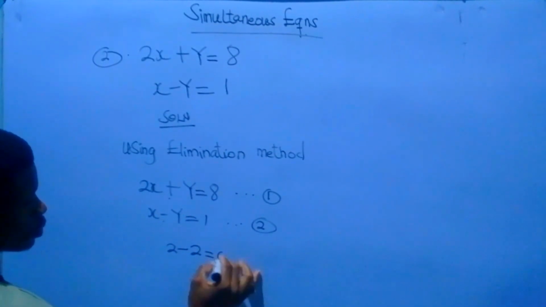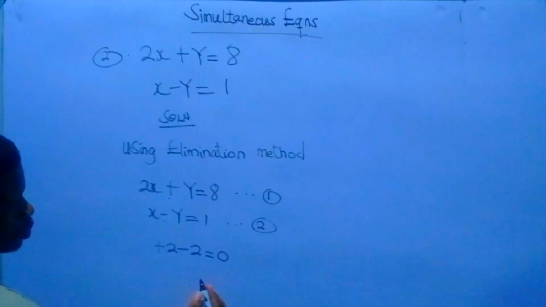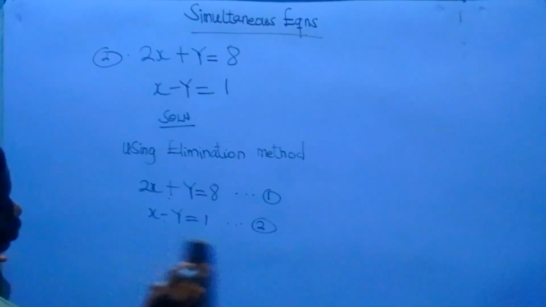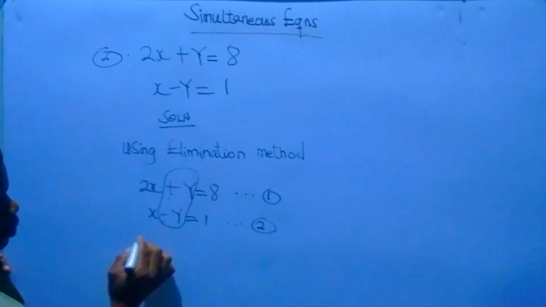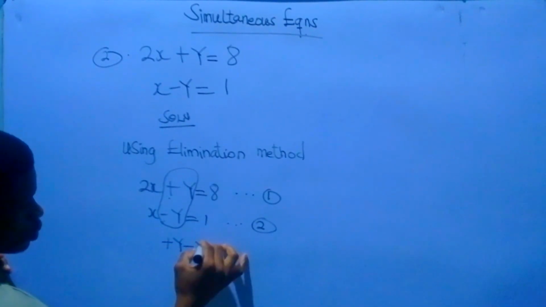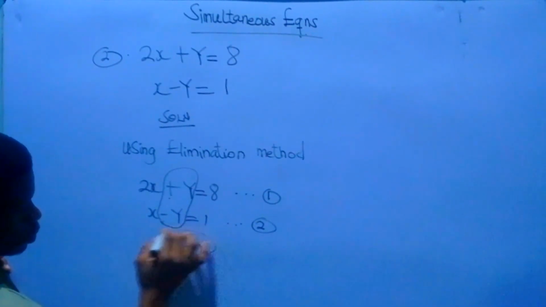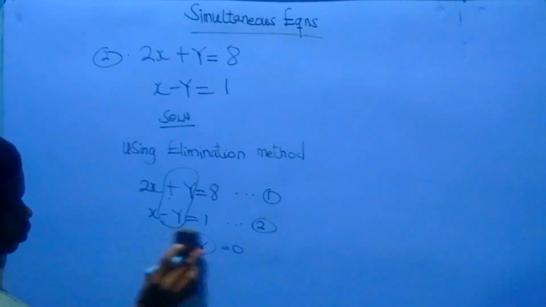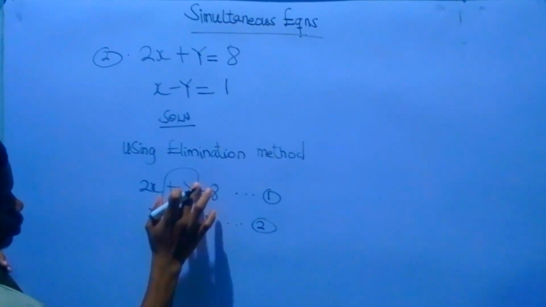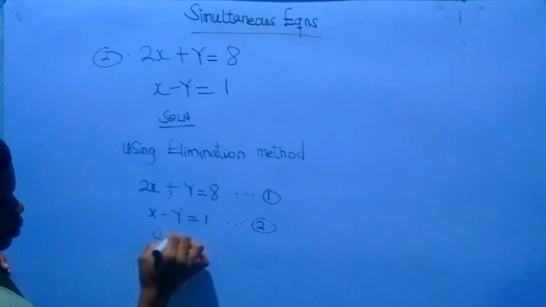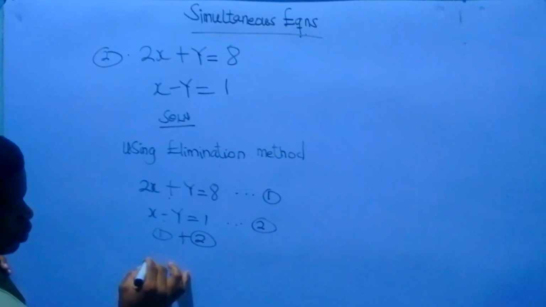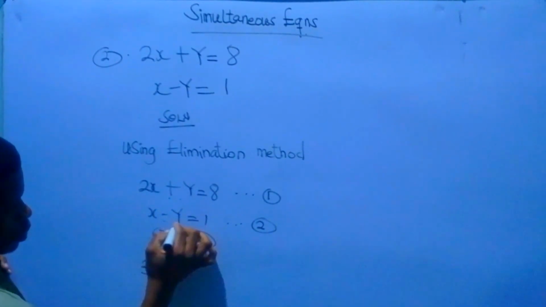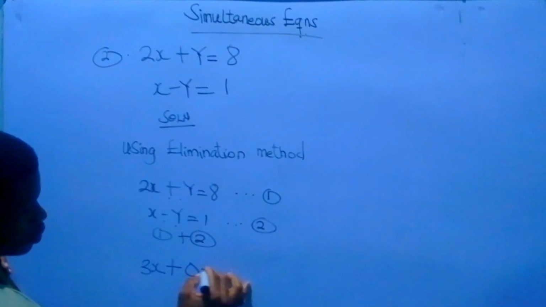Now you realize that 2 minus 2 is 0, right? Because 2 and 2 are similar. y and y are similar. So automatically when you add plus y to minus y, it becomes 0. It's like it disappears. So you get a simple linear equation. Now you add equation 1 plus equation 2. You see I labeled these two equations with numbers. I'm just finding it easy to represent them.